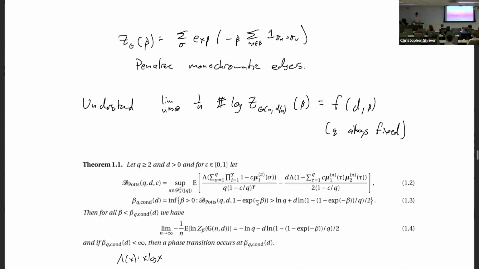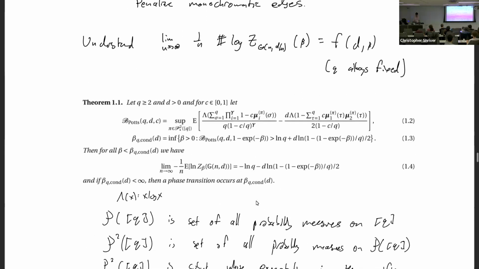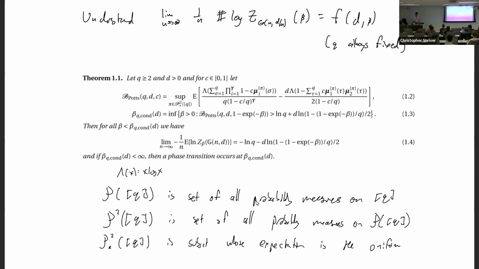Okay, so I didn't even want to write this myself, so I copied it from the paper. But let me walk you through this, because this is going to tell you what the cavity method is doing. I have here a function called beta Potts Q of Q, D, and C. Q is the number of colors, D is the average degree in this Erdős-Rényi random graph. C is just a function of beta: C is really just 1 minus e to the minus beta.